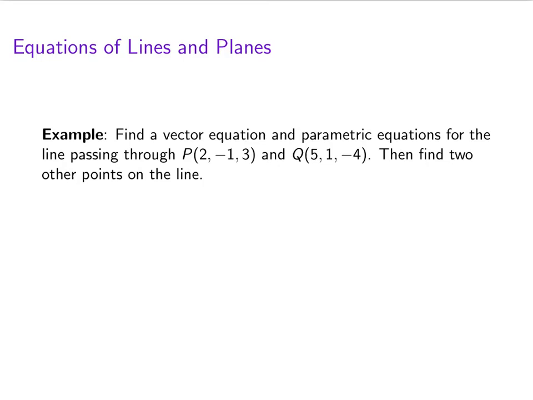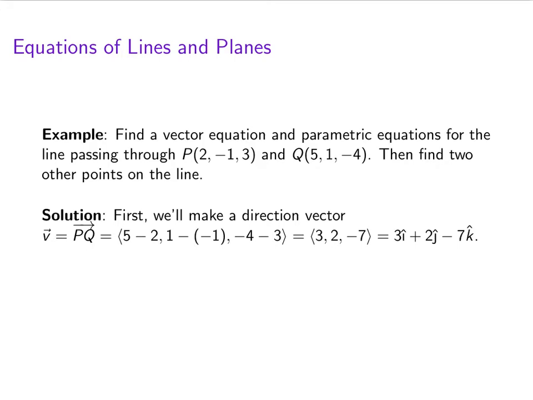Hello, calculus fans! Let's find a vector equation and parametric equations for the line passing through these 2 points. P is the point (2, -1, 3). Q is the point (5, 1, -4). When we're done with that, we'll find 2 other points on the line.